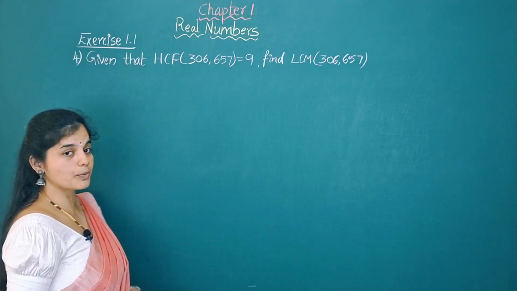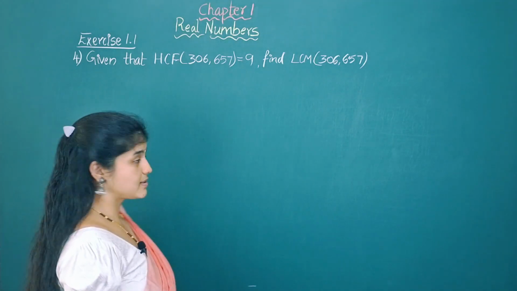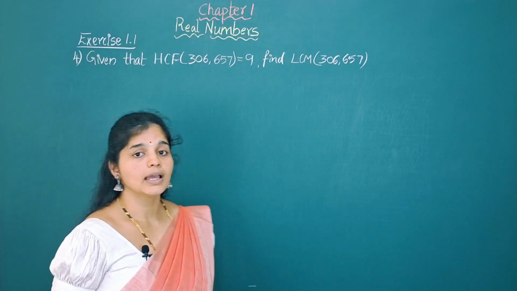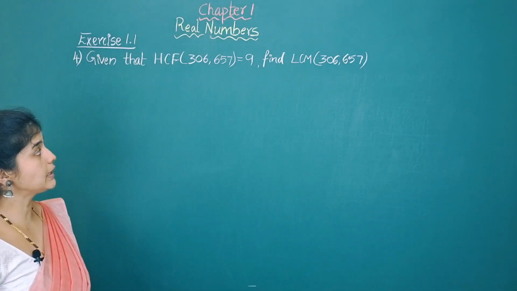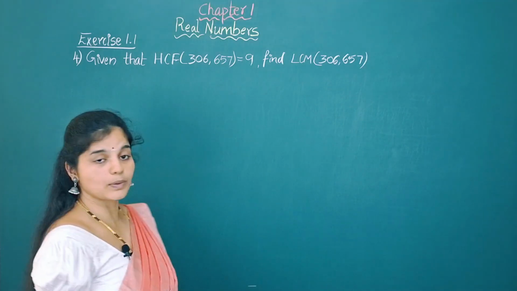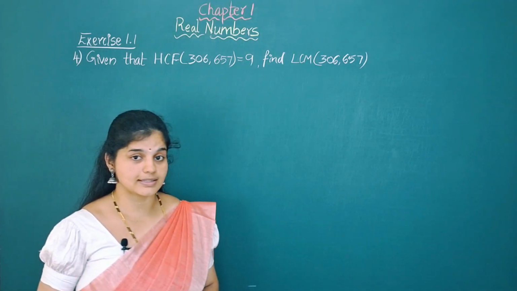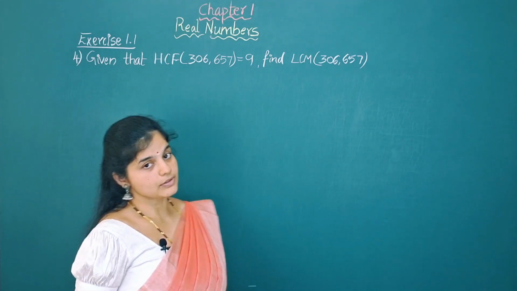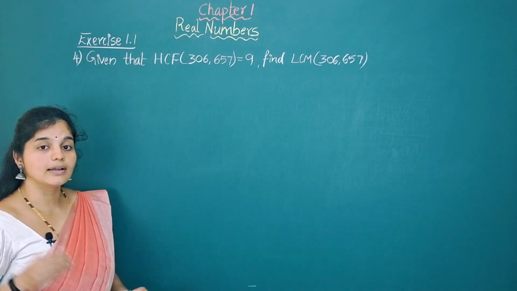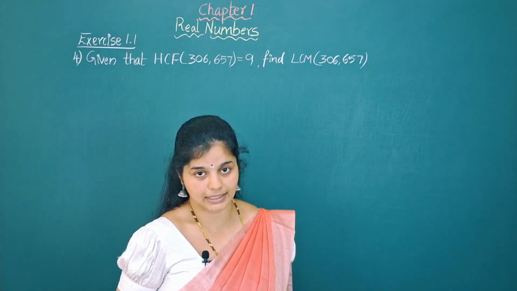So moving to question number 4 of exercise 1.1, the question states that given HCF of 306 and 657 is equal to 9, find LCM of 306 and 657. In this question, they have given us the HCF of two numbers and are asking us to find the LCM.